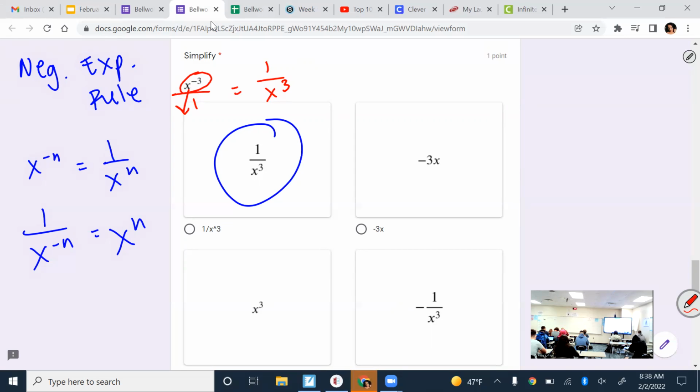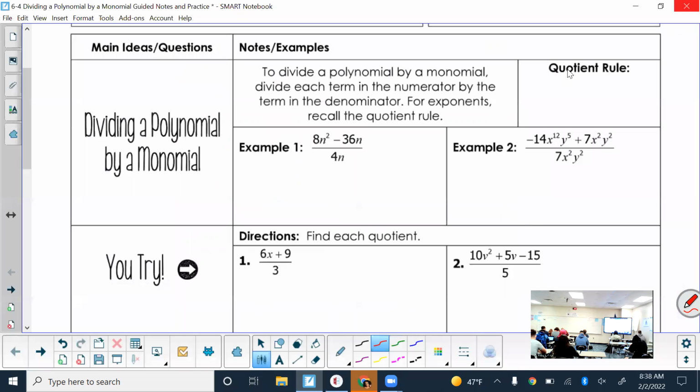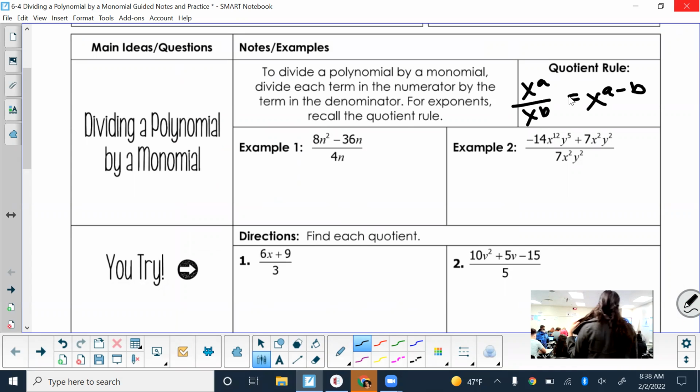All right then. So let's look at the notes. Let's fill in the quotient rule, which we just went over in the warm-up. X to the a over x to the b equals x to the a minus b. And there's two methods you can use when you're dividing a polynomial by a monomial. It's just your preference, whatever gets you the right answer 100% of the time. I'll show you the first method in example 1.